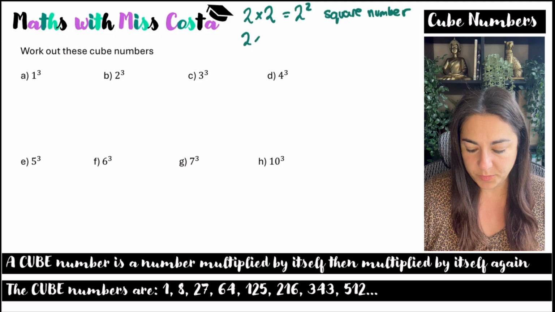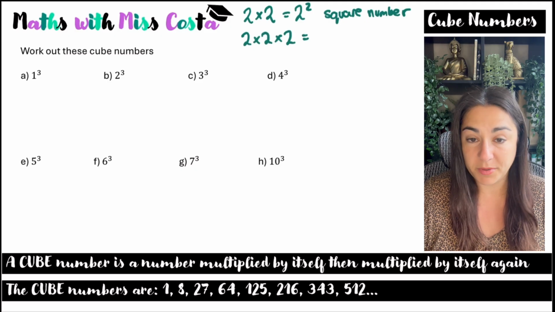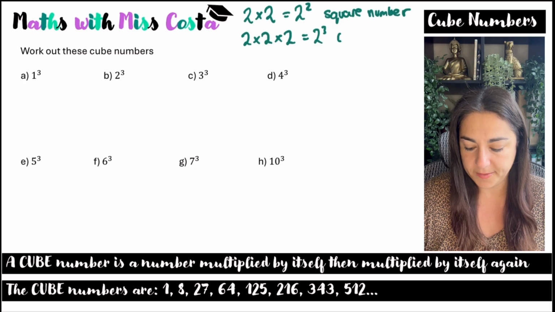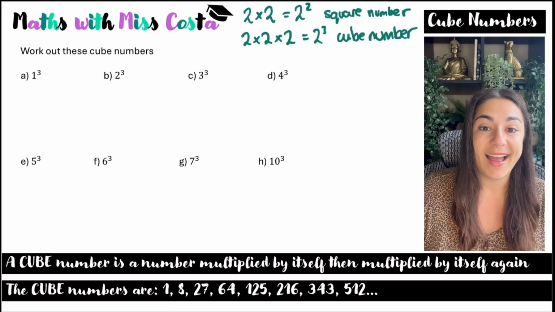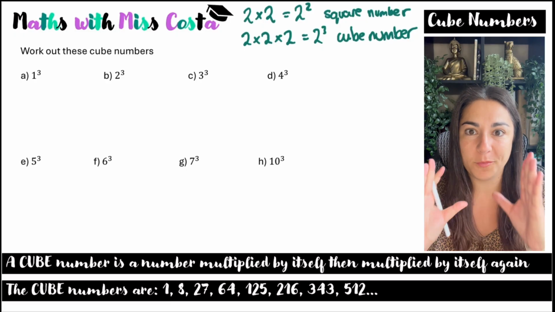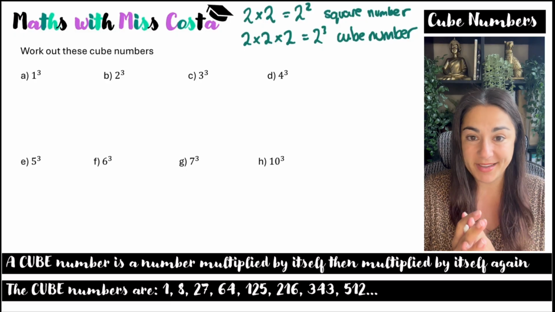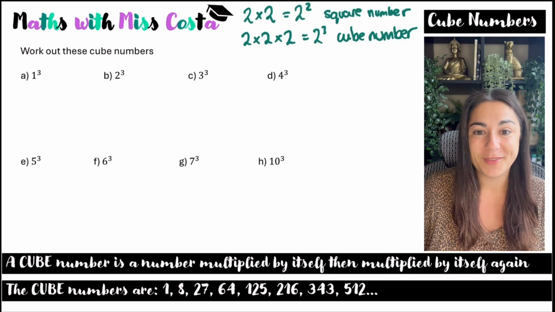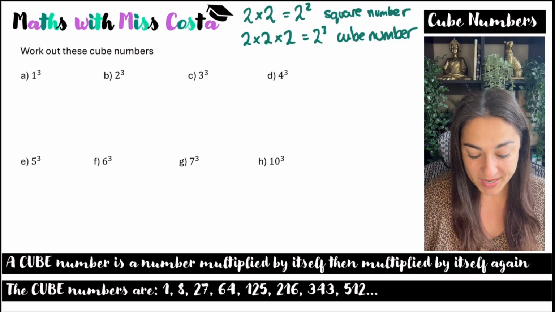And then a cube number is when a number is multiplied by itself 3 times. So that's why there's a little 3 over here. So that would be how I work out a cube number. And just like the square numbers form a square, the same thing happens with a cube number. It's a little bit more difficult to draw, but just as fun. So let's have a think.